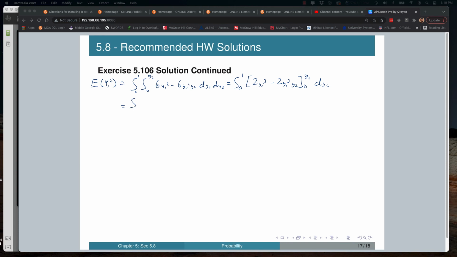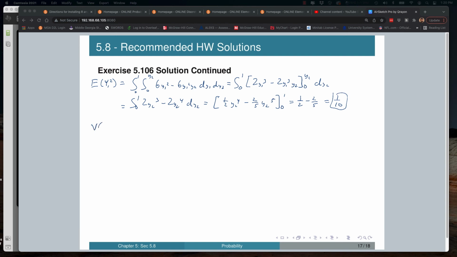which equals the integral from 0 to 1 of 2y sub 2 cubed minus 2y sub 2 to the 4th dy sub 2. Integrate that with respect to y sub 2, and we should get 1/2 y sub 2 to the 4th minus 2/5 y sub 2 to the 5th, evaluated between 0 and 1, and that just gives me 1/2 minus 2/5. Thank goodness for the zeros, right? Which equals 1/10. So there's the value I need.